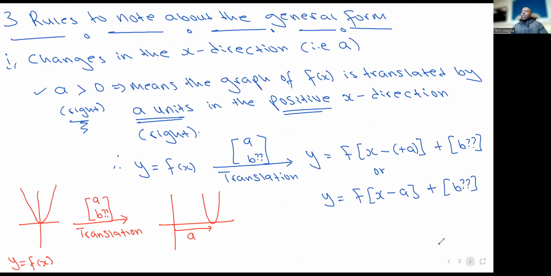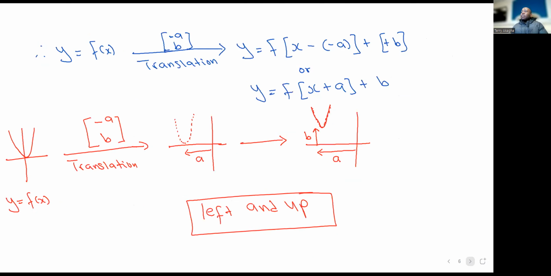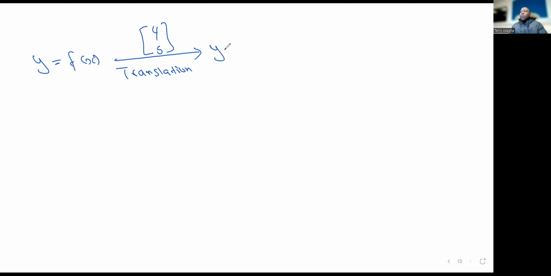So for instance, let's assume instead of us having y is equal to f of x, okay, undergoing a translation of 4 and 5. Does that make sense? And it's going translation, right? So we know that for 4 and 5, it's going to become y is equal to f of x minus, the a here is what? 4. And the b here is what? 5. Does that make sense?